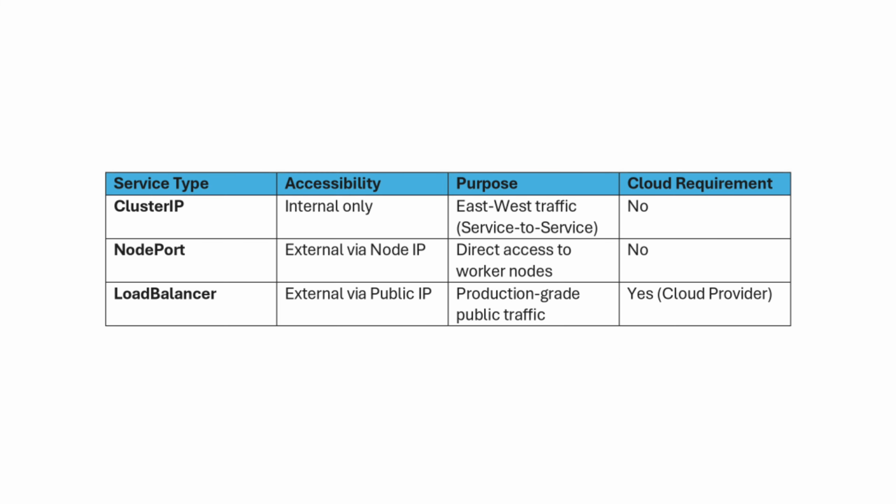Now the summary. Service type ClusterIP: accessibility is internal only, no cloud requirement. NodePort: external via node IP, direct access to worker nodes, not a cloud requirement. Load balancer: external via public IP, purpose is production grade public traffic. Cloud requirement: yes, a cloud provider.